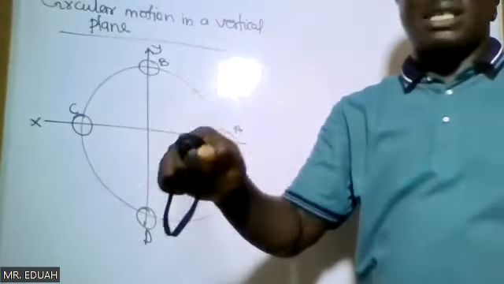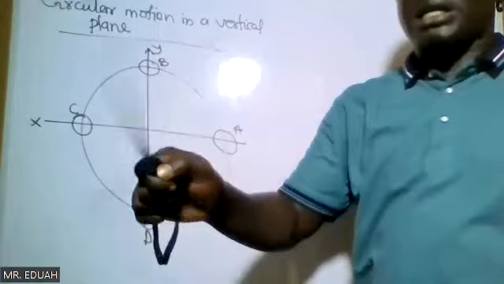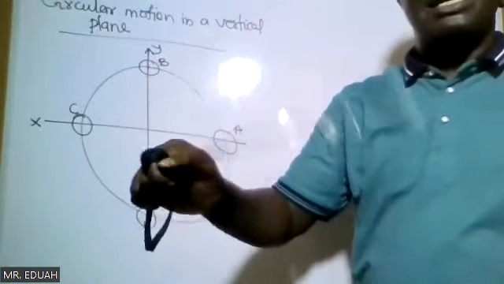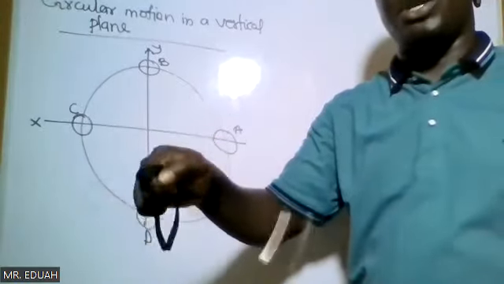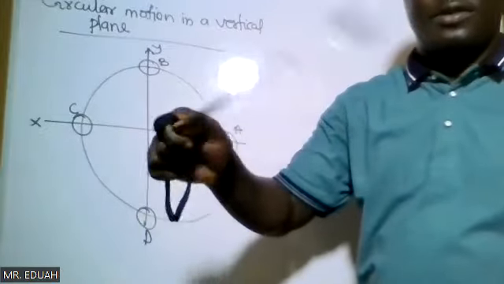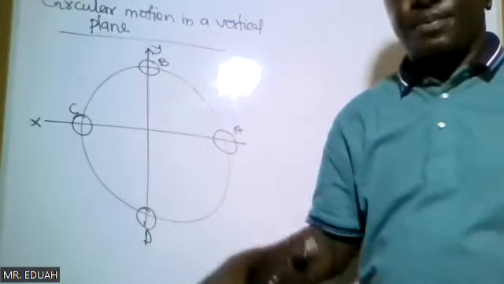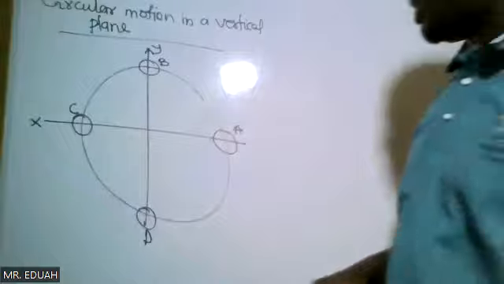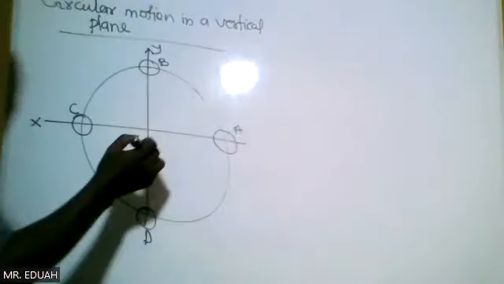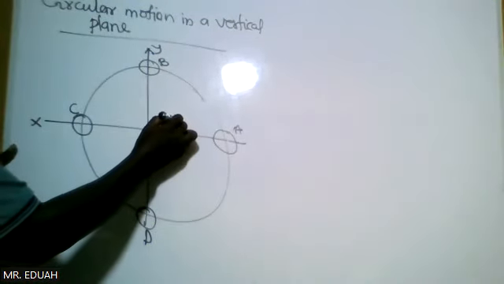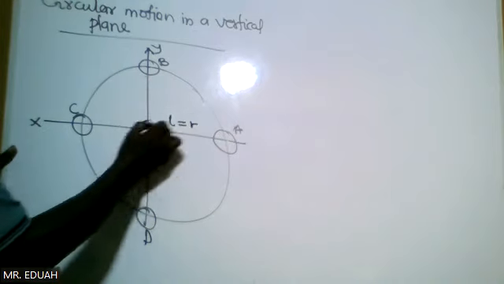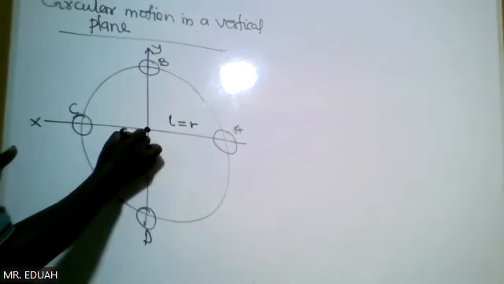Note, over here, the length of the string, from the mass to my hand, becomes the center of the circle. So in a situation like this, the length of the string becomes the radius of the circle. L is equal to R. So this is the center of the circle, O.